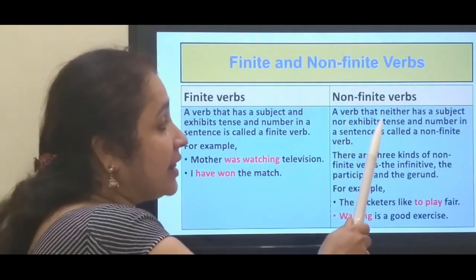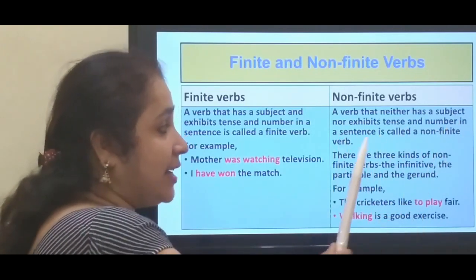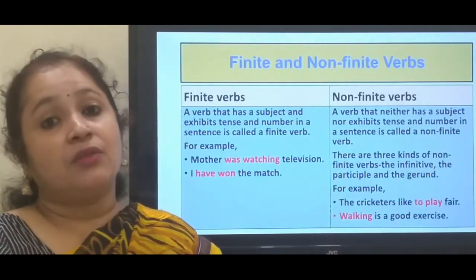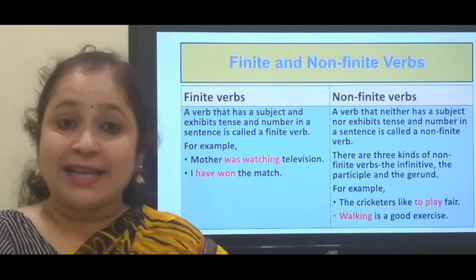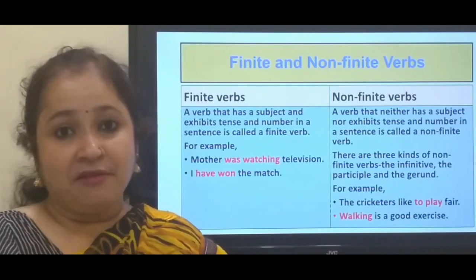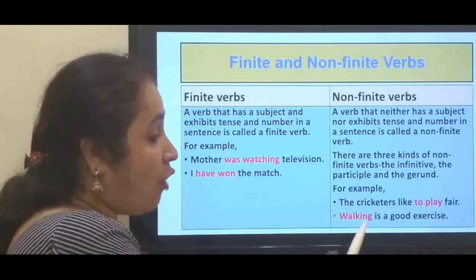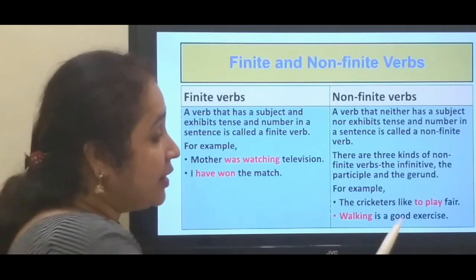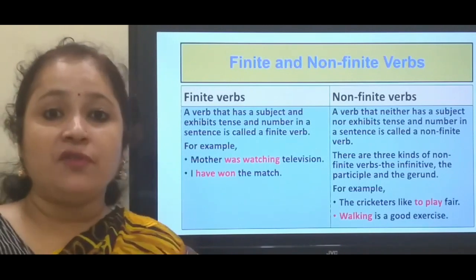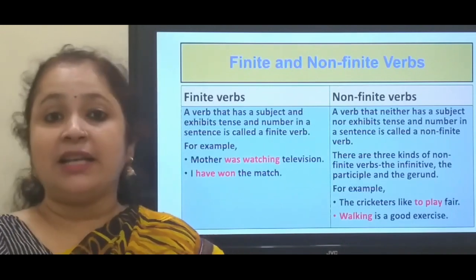A verb that neither has a subject nor exhibits tense and number in a sentence is called a non-finite verb. Students, there are three kinds of non-finite verbs. These are gerund, participle and infinitive. Let's see with the help of these examples. The cricketers like to play fair. Walking is a good exercise. Here, to play is an example of infinitive and walking is an example of gerund. So, we can say that these are examples of non-finite verbs.